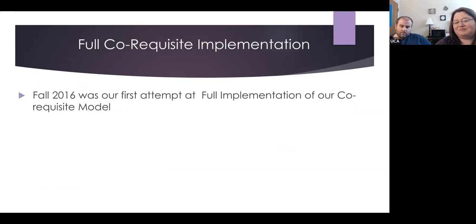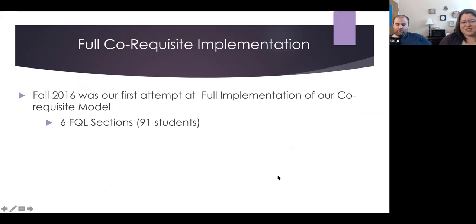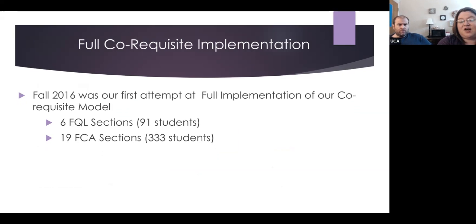Sorry, I'm having to move some stuff out of the way. Here we go. So we had 6 foundations of quantitative literacy sections with 91 students. We had 19 sections of the foundations of college algebra with a total of 333 students. And we did it about 6 ways to Sunday.